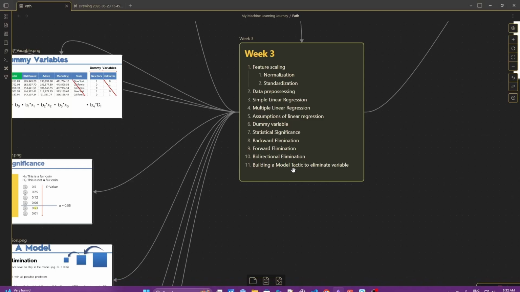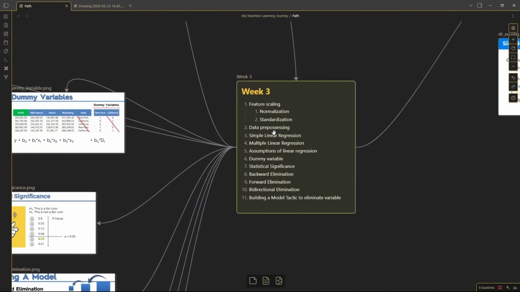So moving on to the next, I have learned data preprocessing, like the things that we need to do with data before we put that into the model. There can be lots of garbage columns, or some data needs to be modified before we put the data into the model, and that is called data preprocessing. I learned about that. Then I learned about simple linear regression.